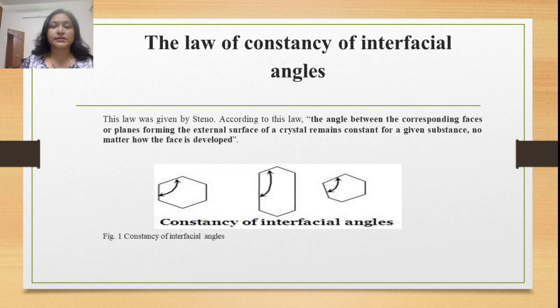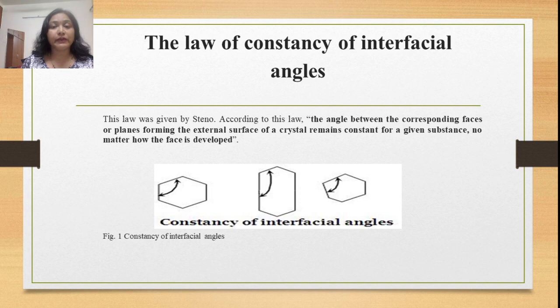The first law is the law of constancy of interfacial angle. This was given by Steno, a scientist. It states that the angle between the corresponding faces or planes forming the external surface of a crystal remains constant for a given substance no matter how the face is developed. That means whatever be the way of developing a particular crystal or formation of the crystal from different sources, the interfacial angle between the corresponding faces will remain constant.